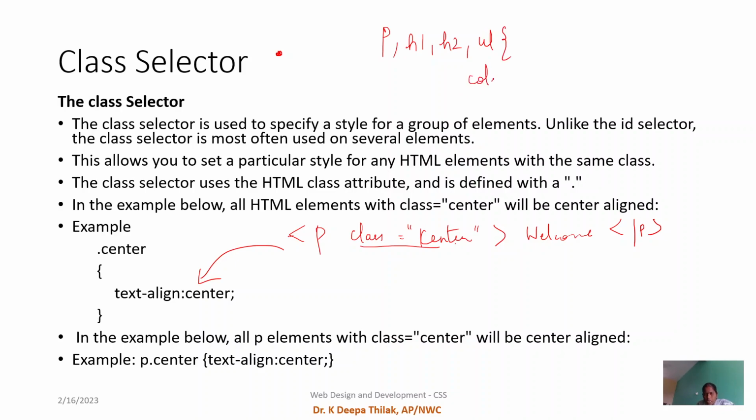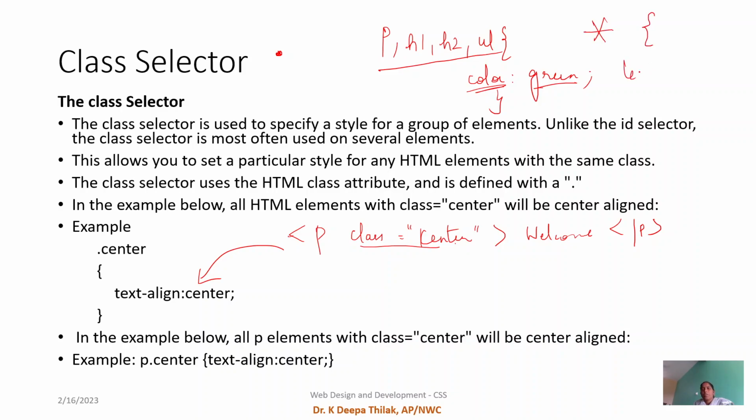For example, I can set the color to be green. What I'll do is put it here. So this text color green is set to all four elements, that is paragraph, header 1, header 2, and UL. The contents inside them will all be in green color.